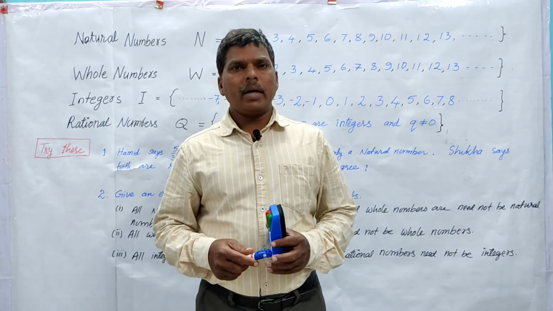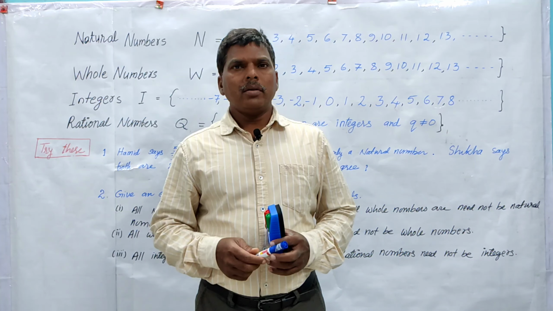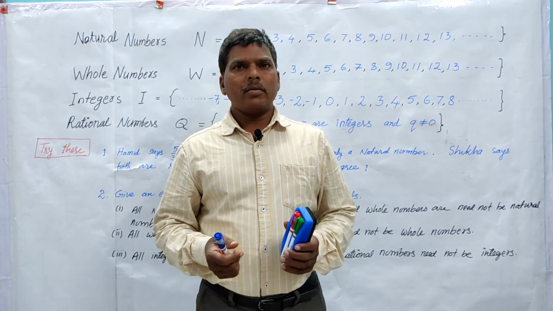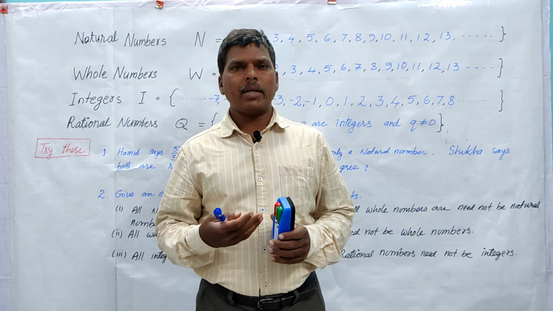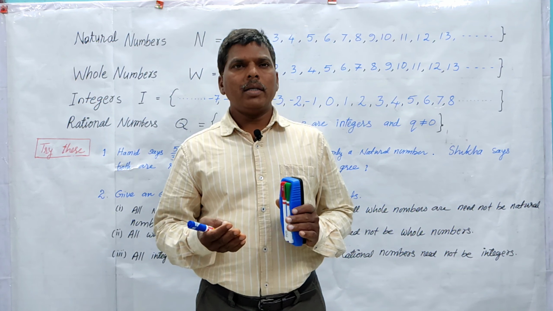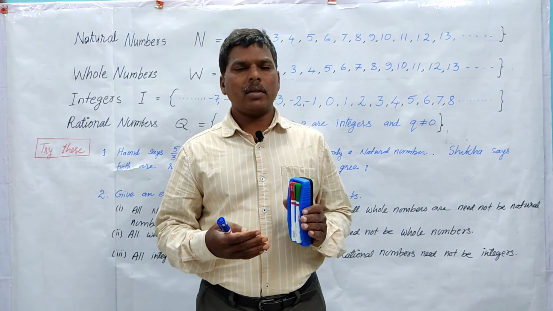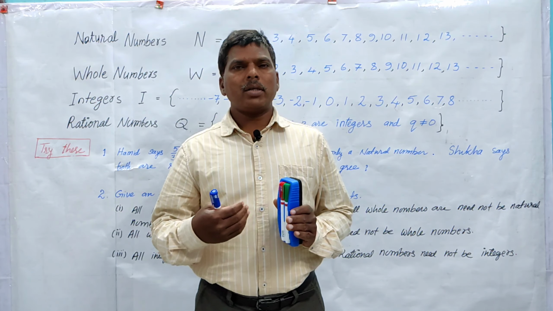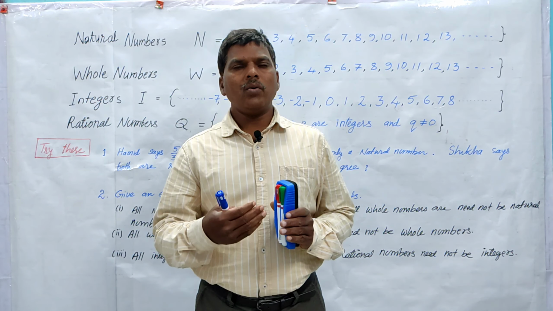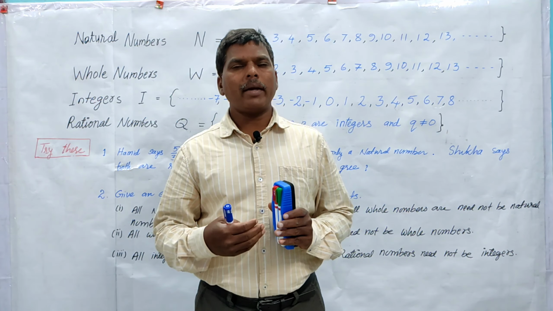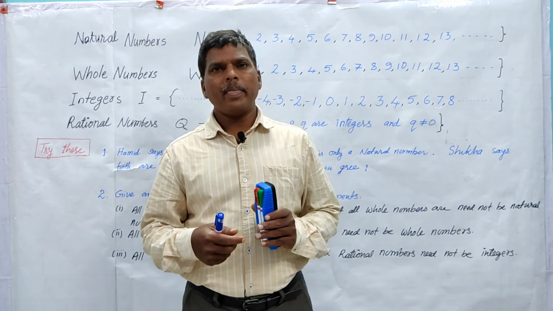As we discussed in the earlier video, what are natural numbers, whole numbers, integers and rational numbers, and how rational numbers are there. We also completed "Do This". Now we are going to discuss "Try This". So it is very easy.